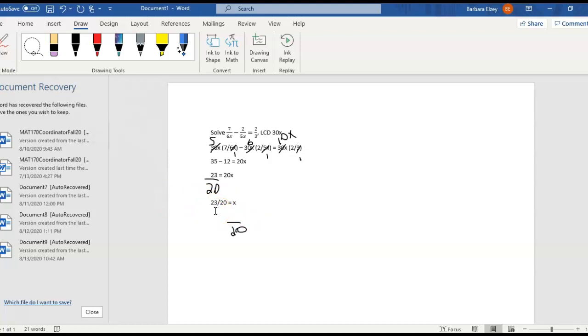But there is one thing we always want to do, and that's to check that our answer does not cause a 0 in the denominator. And of course, the only thing that would cause a 0 in these two denominators is to have x be equal to 0. 6 times 0 would be 0, and 5 times 0 would be 0. And this is certainly not 0. So 23 over 20 ends up being our answer.